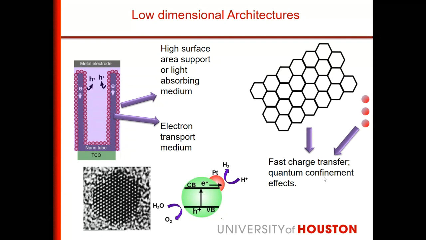What happens is the charges are generated. If you have the valence band, the electrons in the valence shell will be excited by the light to the conduction band. So the electrons can move and cause the reduction process. And the holes generated, the positive charge, can do the oxidation of the water.